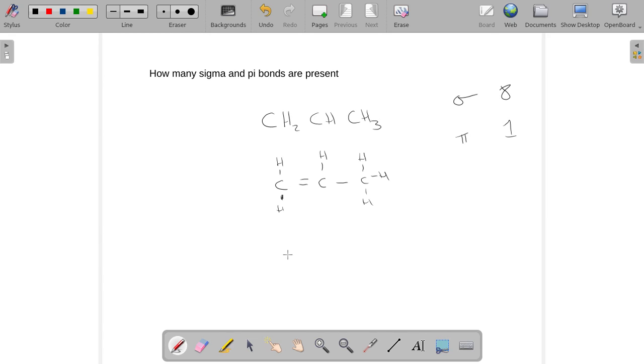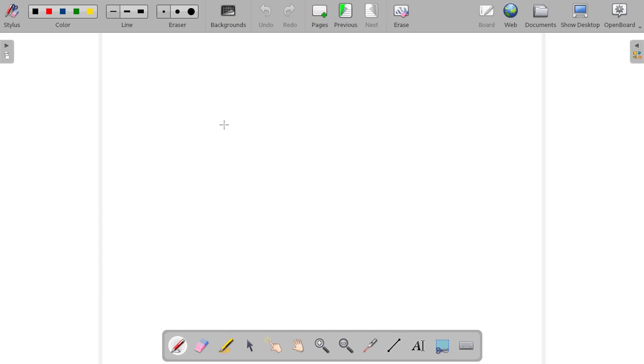All right, and just to make that a little bit more challenging, let's go with something slightly more difficult. All right, and we're going to do essentially the same thing. I'm just going to put this H off to the end carbon.